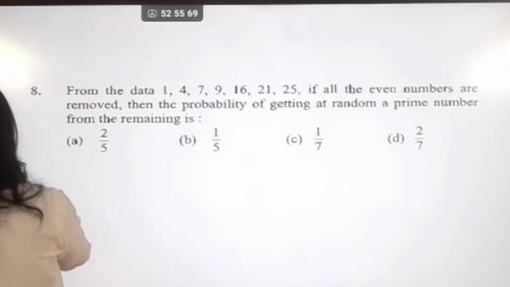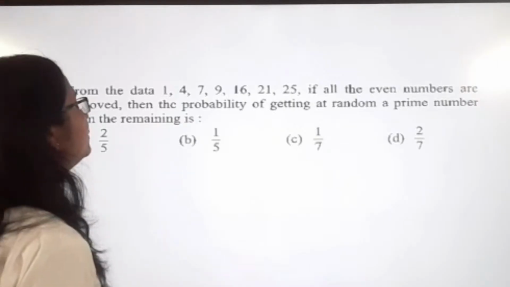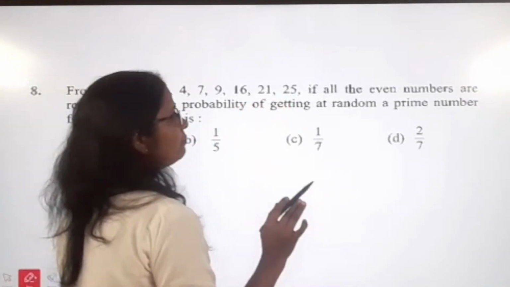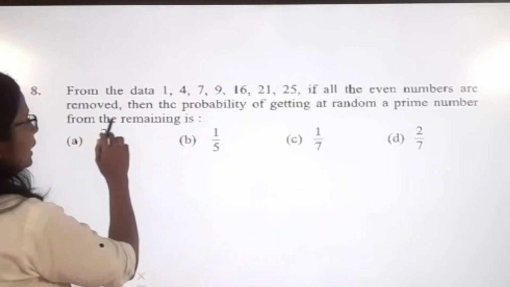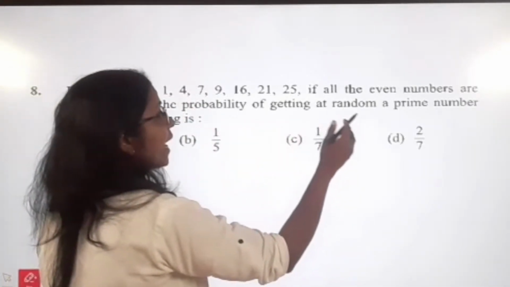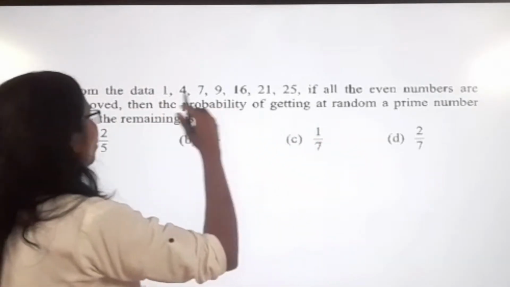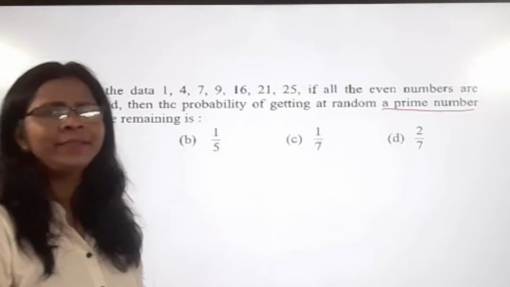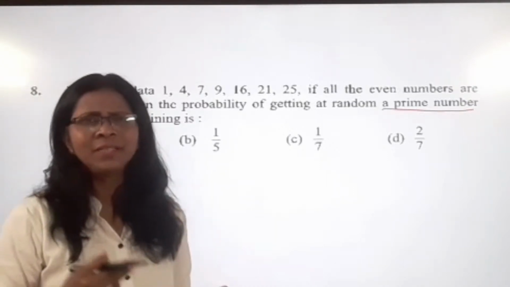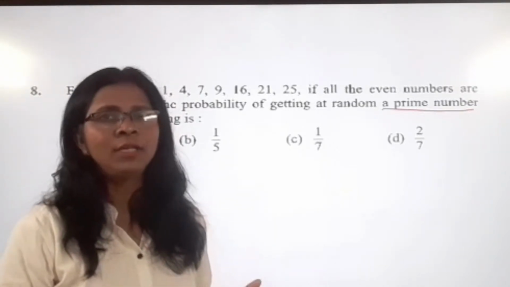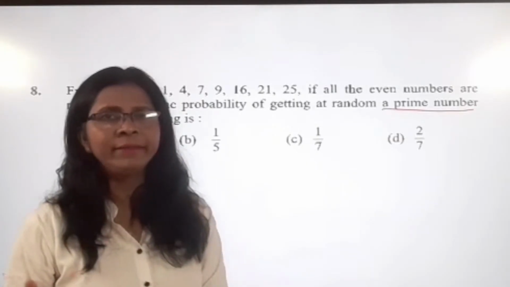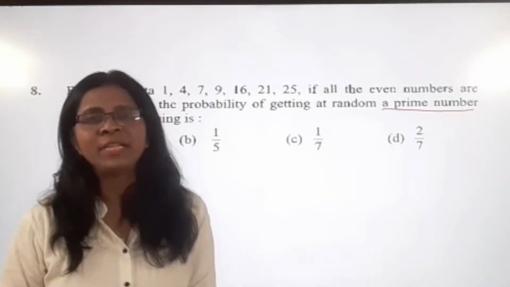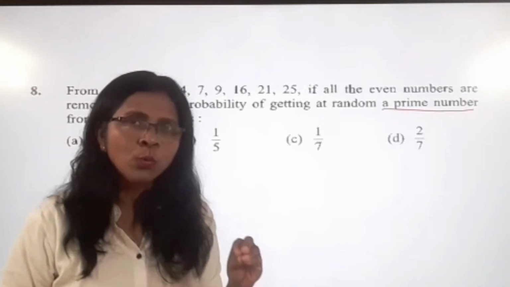From the data 1, 4, 7, 9, 16, 21, 25, if all the even numbers are removed, then the probability of getting at random a prime number from the remaining is... Yes, students, there is a data, and that data is the numbers. The numbers included here are 1, 4, 7, 9, 16, 21, 24, 25. Okay, but that is not the sample space, students. That is not the outcomes.